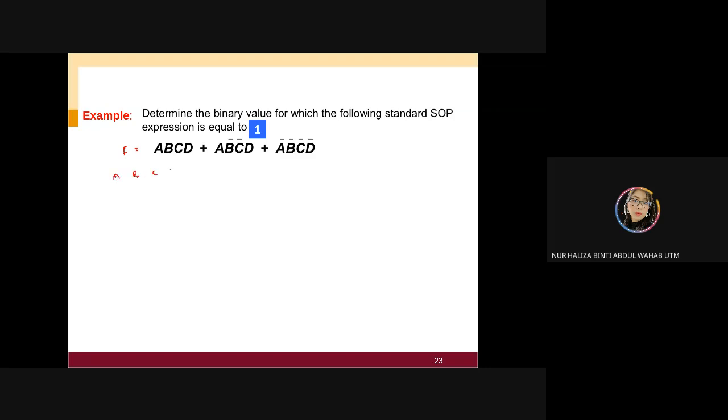A, B, C, D, 0, 0, 0, 0. Too lazy to write. And then you have F. If you have 1, 1, 1, 1, you get 1. You have 1, 0, 0, 1, you get 1. And here is 0, 0, 0, 0, you get 1. The rest will be 0, 0, 0, 0, 0, 0, 0, 0 over here. So directly in 1 minute, you can draw the truth table already.